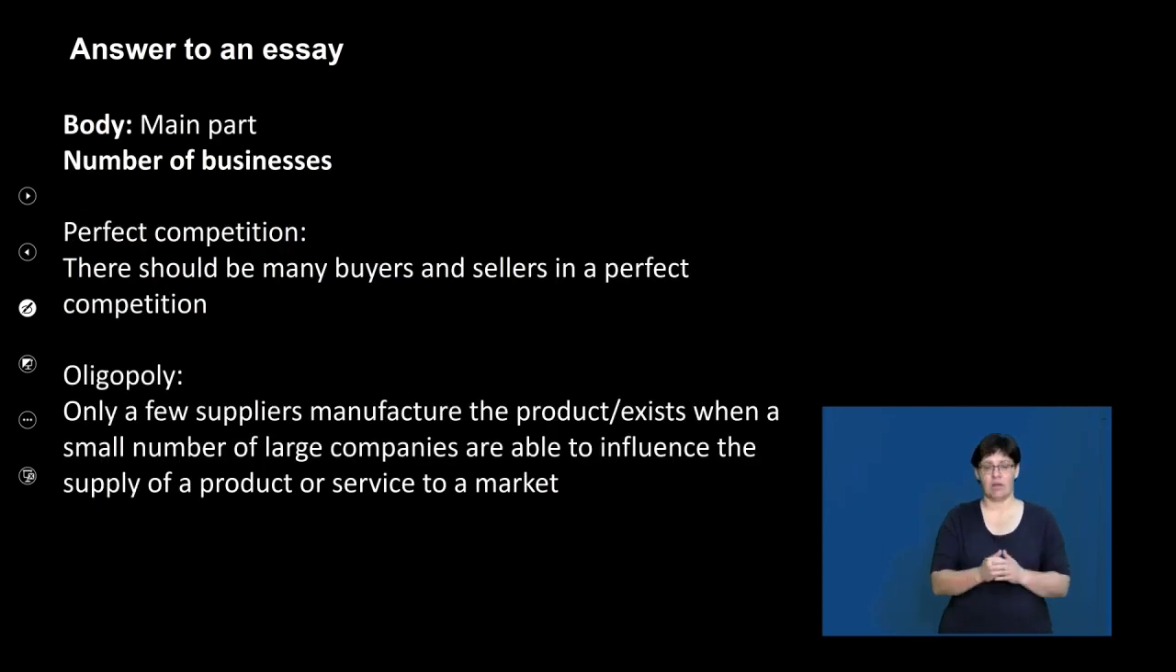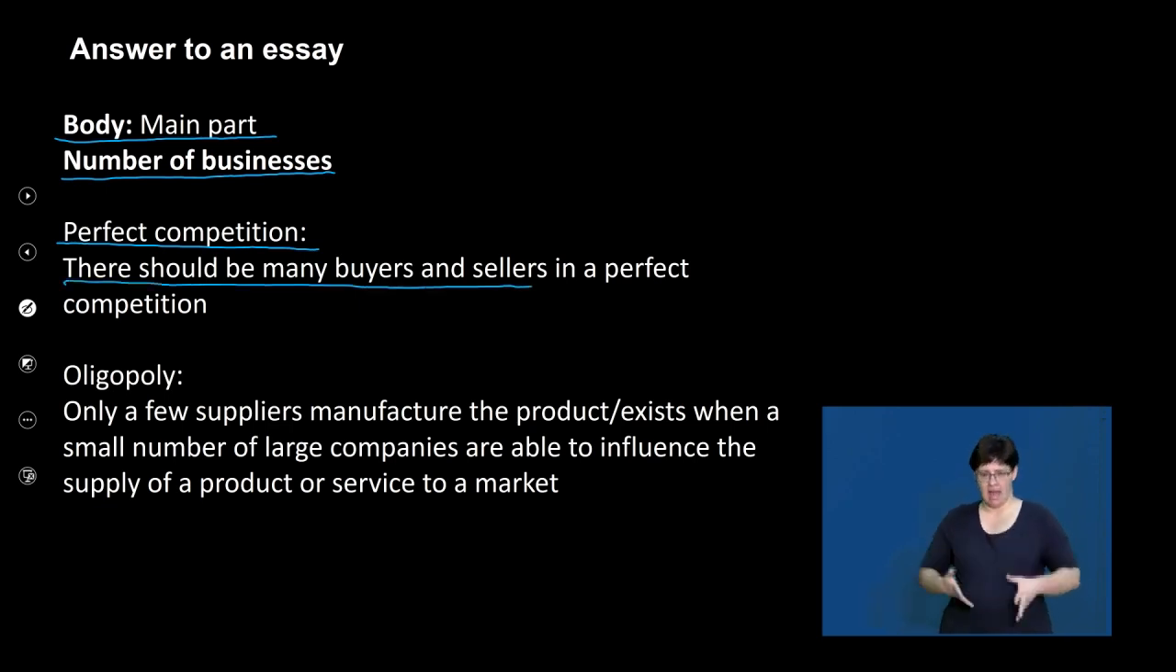Right, now let's go to the main body. You see it's written main body, I'm underlining there. So our first sub question is under number of businesses, for example. Then you will tackle the perfect competition, right? What happens in terms of number of businesses in a perfect competition? There are many buyers and sellers in a perfect competition.